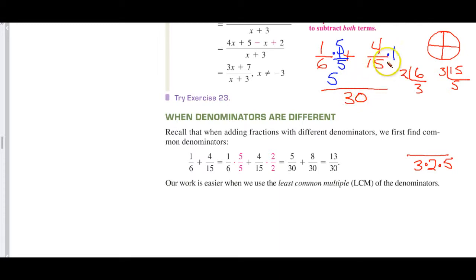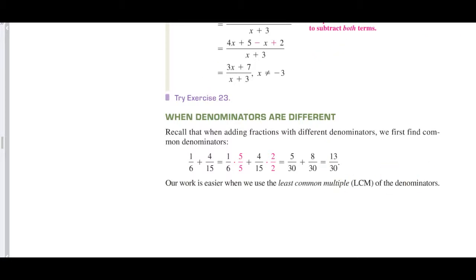And here we're going to multiply this by a 2 over 2, which is a 1, which makes our denominator a 30, but now our numerator an 8. Now that we have again made an equivalent fraction whose values in the numerator are equal values, we get 13/30 as our answer. And this is what they're showing you down here as well.